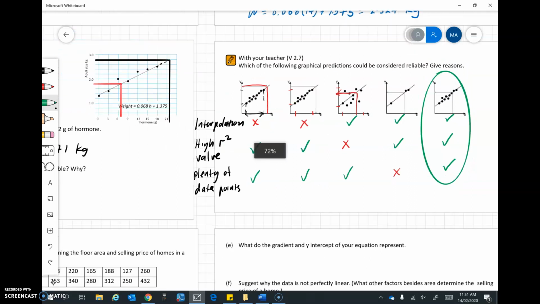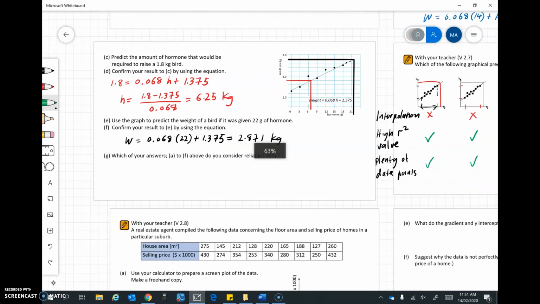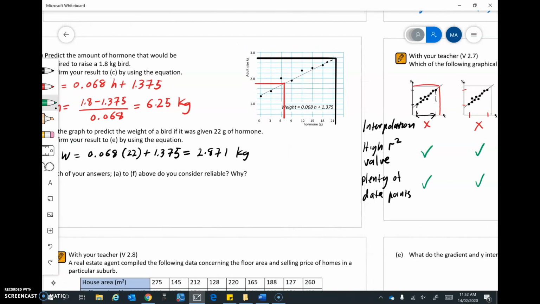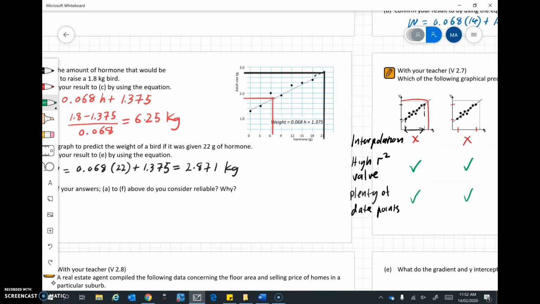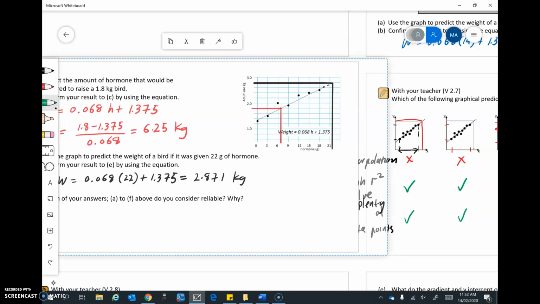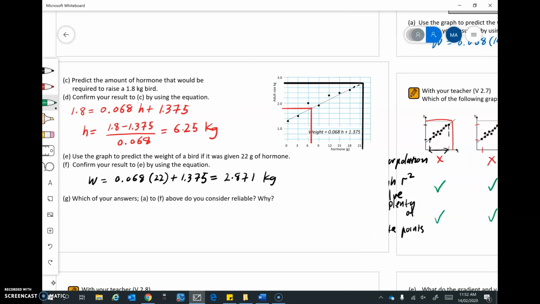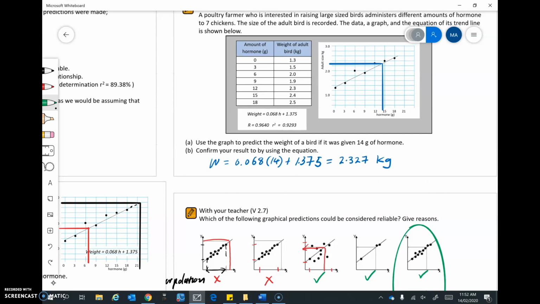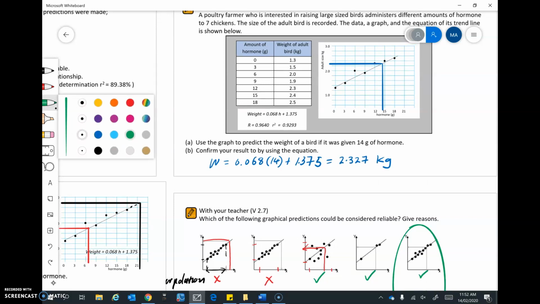Okay, now let's go back to part G here, and you might want to pause the video at this stage and determine which of these 3 predictions, and it might be more than one of them, but which ones are reliable based on interpolation, high R squared value, and number of data points. So I'll talk about that in a moment. Okay, so I'll have a chat about this now. So the prediction in part A is clearly an interpolation. So we'll tick the box for interpolation.